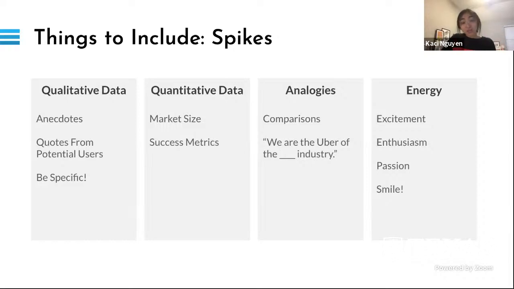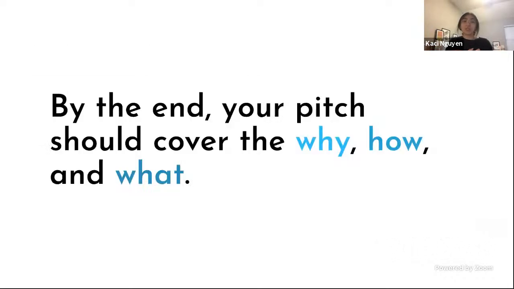So those are just spikes to include or to be aware of, and to leverage in your own pitches, if you can. And the last thing, this is just a little summary slide, but by the end of your pitch, you should have already covered your why, how, and what. And those are the three layers of Simon Sinek's golden circle, which is just how to sell a product, how to influence people, how to get people to hop on a bandwagon.